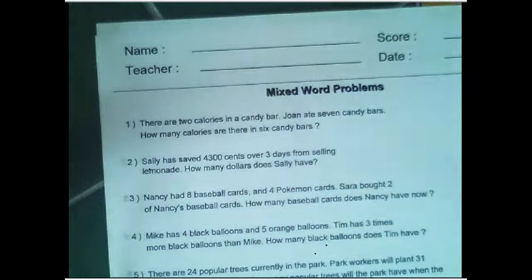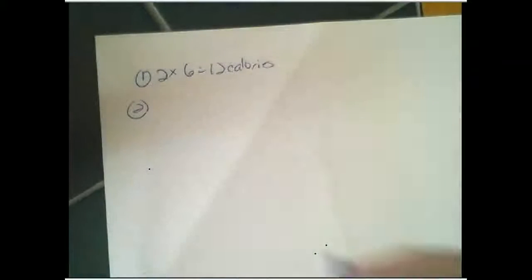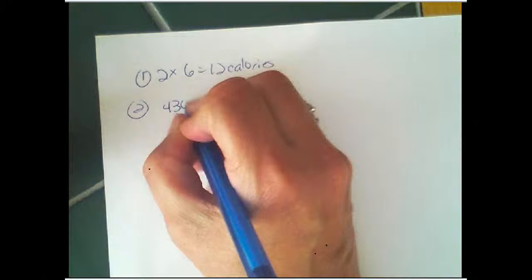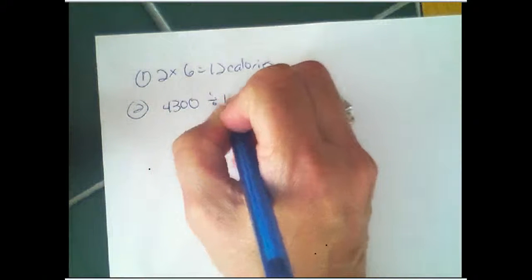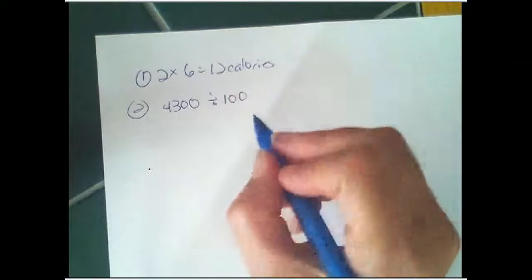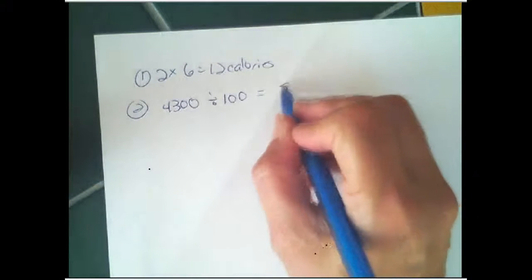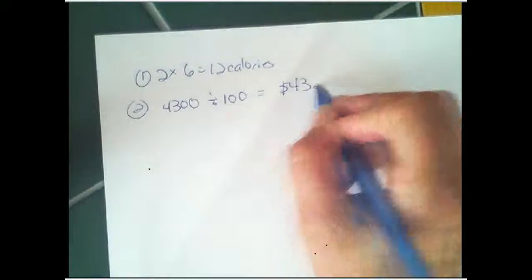calories. Number 2. Sally has saved 4,300 cents over 3 days from selling lemonade. How many dollars does Sally have? Here we need to use our knowledge of the money system to know that 100 cents equals $1. So we're going to take that 4,300 cents and divide it by 100 to figure out how many dollars, and she would have $43.